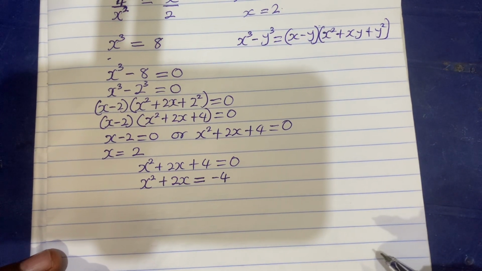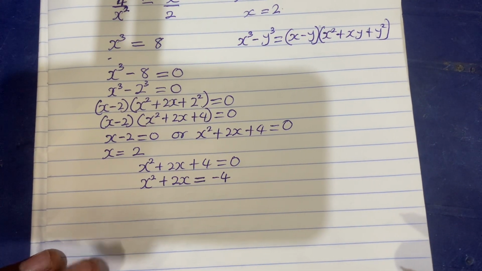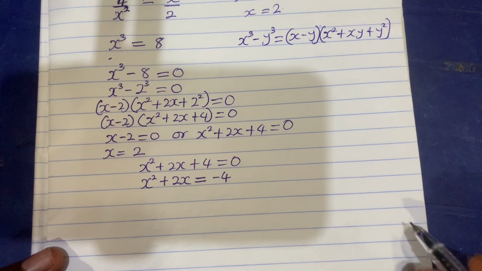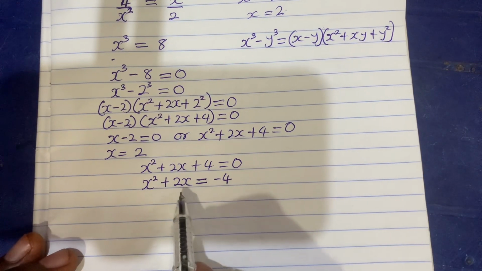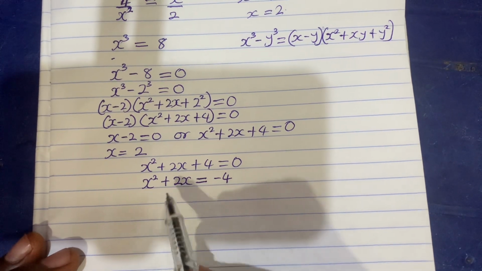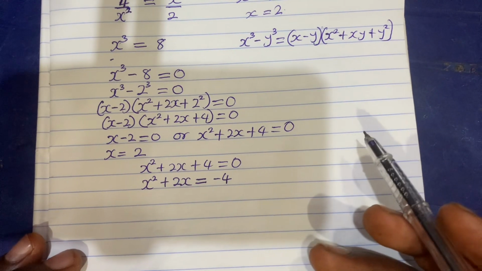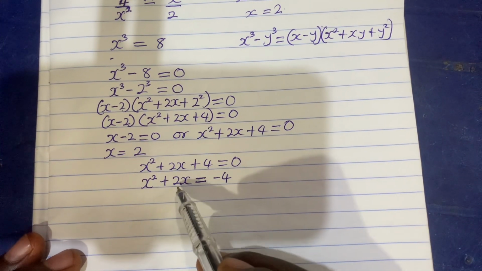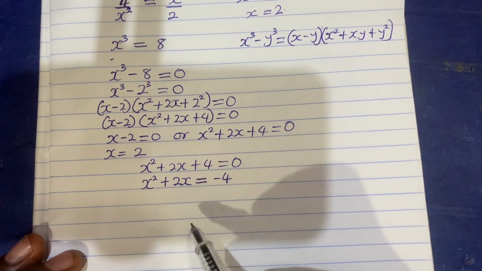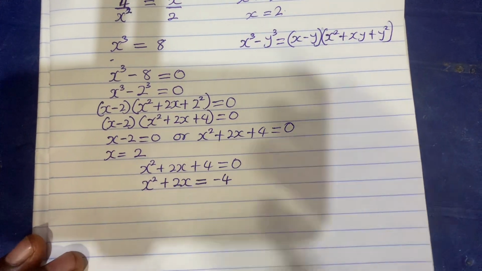So what do we have now? That is why math does not lie. Math is very simple. So what do we do now? Let us complete the square. Completing the square simply means find half of the coefficient of x, square it, add it to both sides. Very simple. And half of the coefficient of x here, which is 2, is 1. If I square it, it becomes 1 squared. Then I will now add it to both sides.